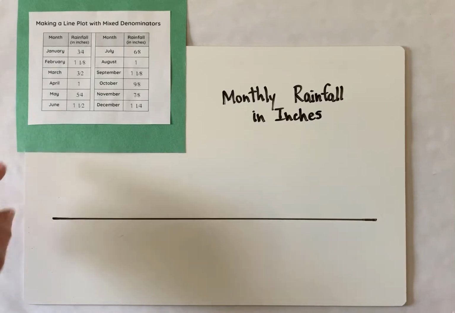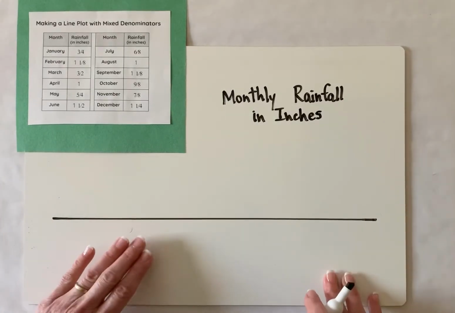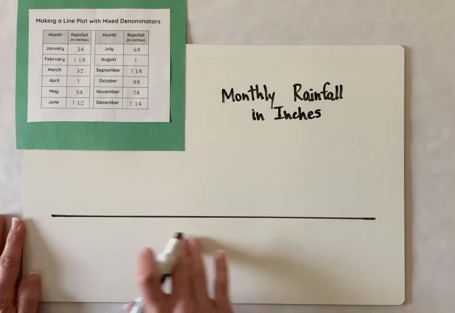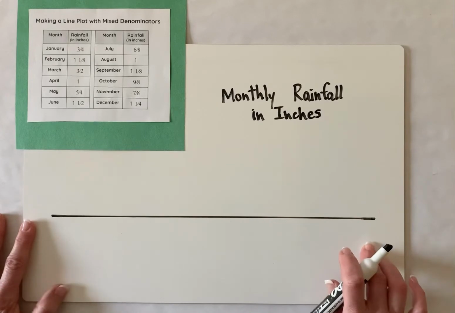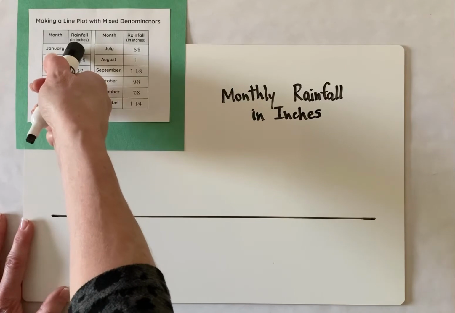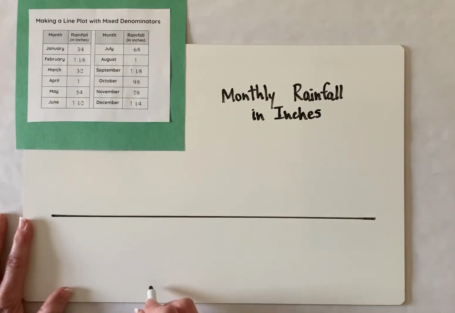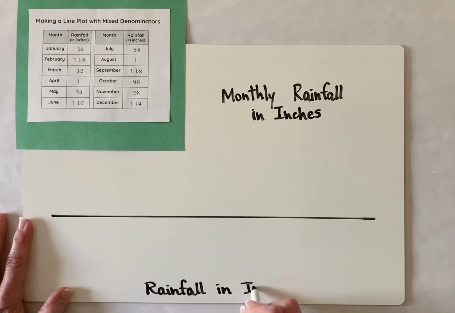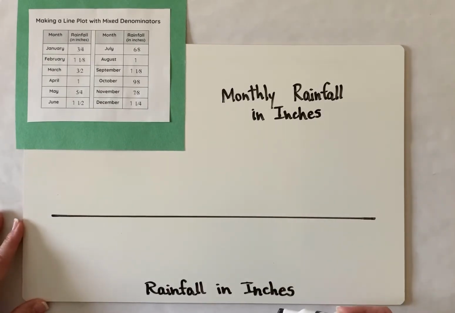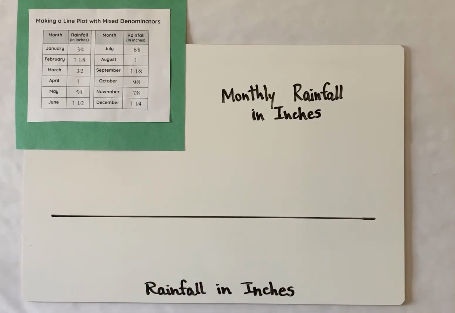The next thing we need to do is label our axis at the bottom so that when we're reading the data, we know what the numbers down here stand for. And we know from our table that these numbers tell us the amount of rainfall in inches. So let's label down here, rainfall in inches. Okay, so we have our title, we have our axis labeled, and now we're ready to create our line plot.